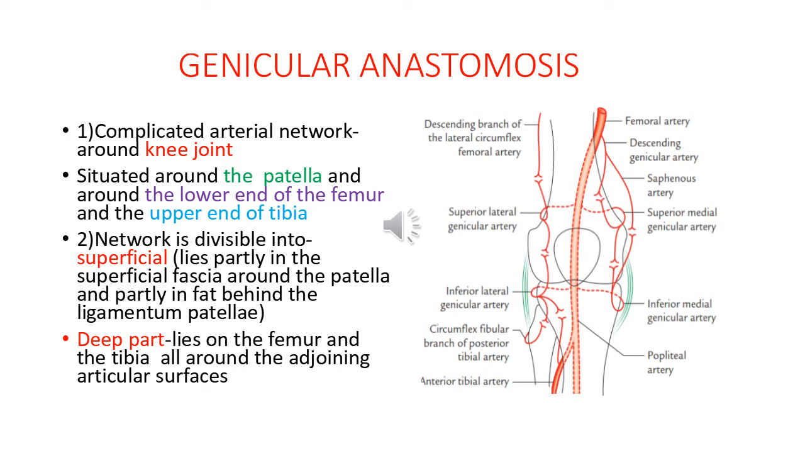The superficial part lies partially in the superficial fascia around the patella and partially in the fat behind the ligamentum patellae. The deep part lies on the femur and the tibia, all around the adjoining articular surfaces.